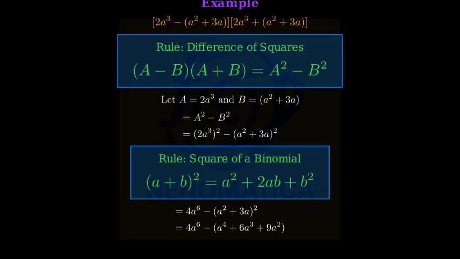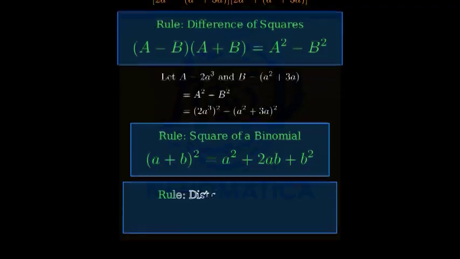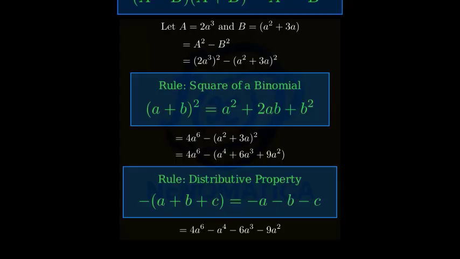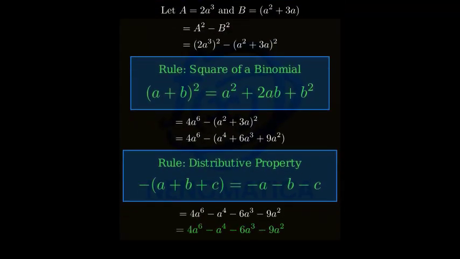Next, we'll distribute the negative sign to all terms inside the second parentheses. This gives us 4a⁶ − a⁴ − 6a³ − 9a². So our final answer for the first example is 4a⁶ − a⁴ − 6a³ − 9a².